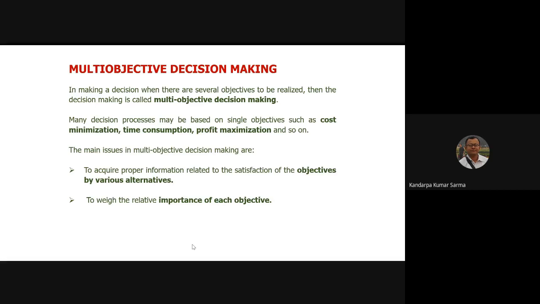And multi-objective decision making: when there are several objectives to be realized, then the decision making is called multi-objective decision making. Many decision processes may be based on single objectives, such as cost minimization, time consumption, profit maximization, and so on. The main cases in multi-objective decision making are to acquire proper content, proper know-how related to the satisfaction of the objectives by various alternatives, and to weigh the relative importance of each of the objectives.